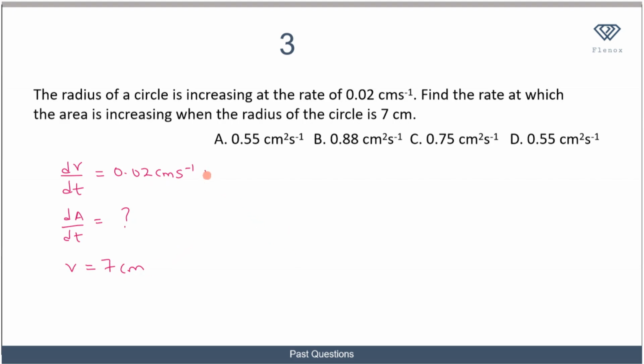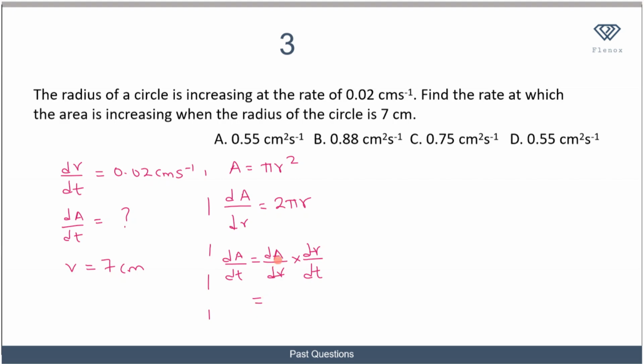Now what is the formula for calculating the area of a circle? The area of a circle is given as pi r squared. So I can differentiate the area of a circle with respect to the radius. So dA over dr becomes, when I differentiate pi r squared, I bring the 2 down to have 2 pi, then I have r raised to the power 2 minus 1, which gives me 1. So I have 2 pi r. So now if you remember from our chain rule, dA over dt can be written as dA over dr times dr over dt, because the dr over dr cancels and I'm left with dA over dt.